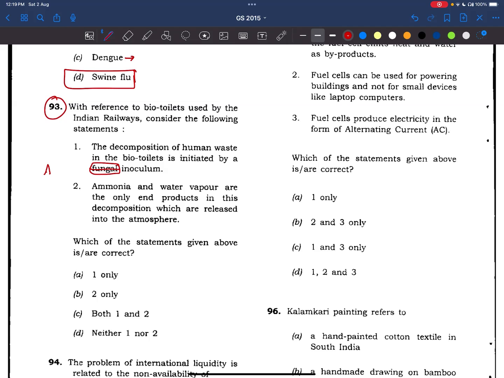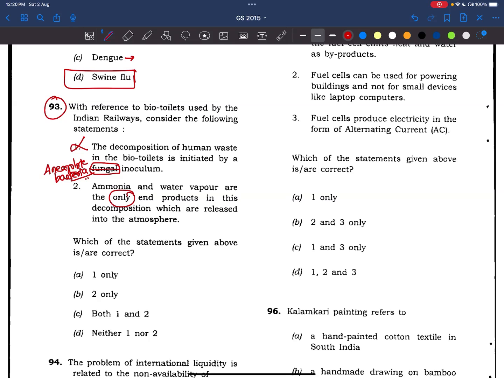It is anaerobic bacteria. That means bacteria which thrive even in the absence of oxygen. Okay, so this statement is wrong. Now, ammonia and water vapor are the only end products in this decomposition which are released into the atmosphere. See here, if we don't know this statement also, since "only" is given, yes, we can take the risk.